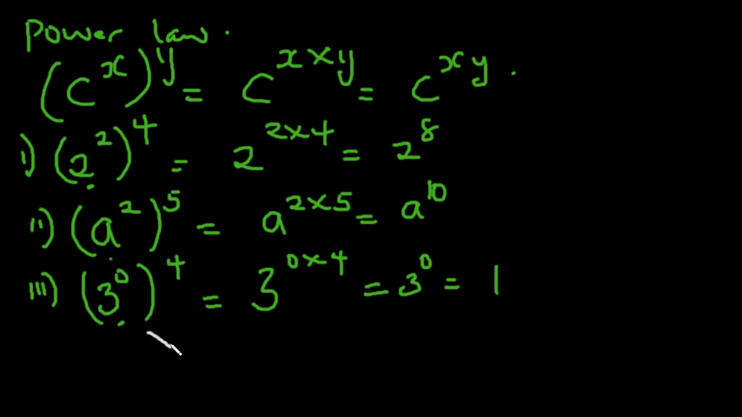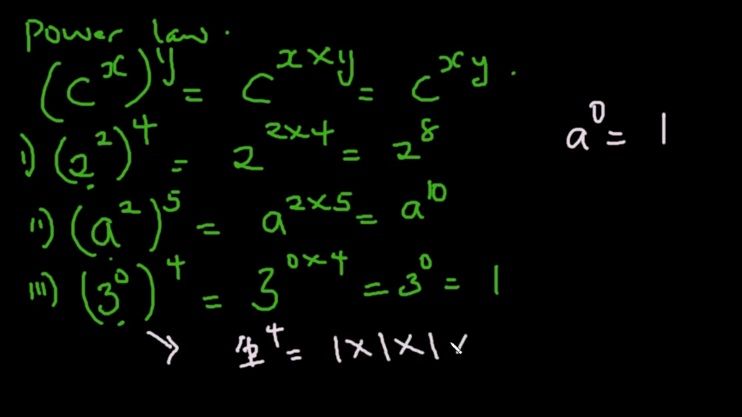For instance, I can verify this. 3 to the power of 0 is 1. Don't forget, anything to the power of 0 in mathematics is 1. So I have 1 raised to power 4. 1 to the power of 4 means multiply 1 in 4 places: multiply by 1, multiply by 1, which is still going to be equal to 1. So indices just help us to do our calculations faster than when we have to deal with large numbers.